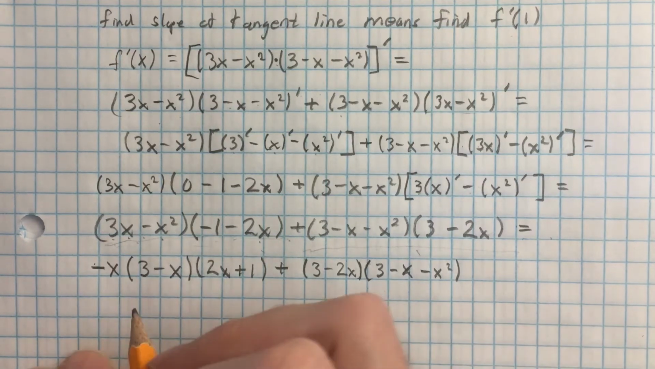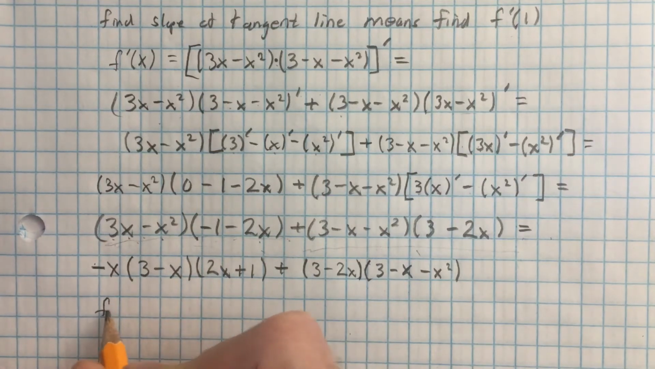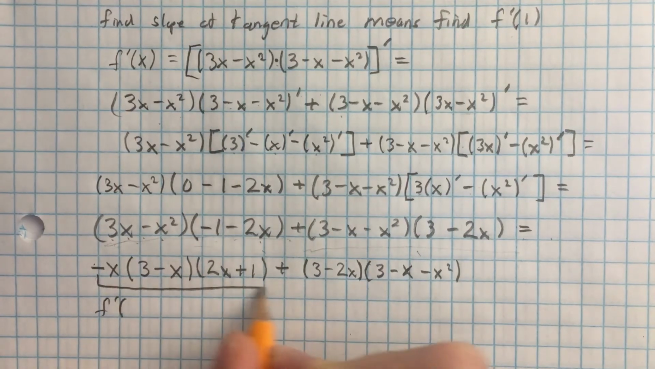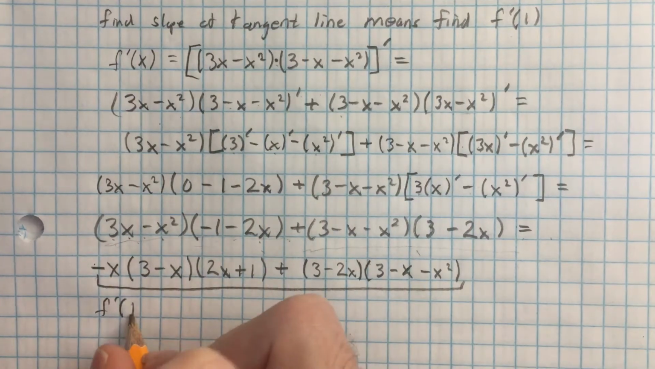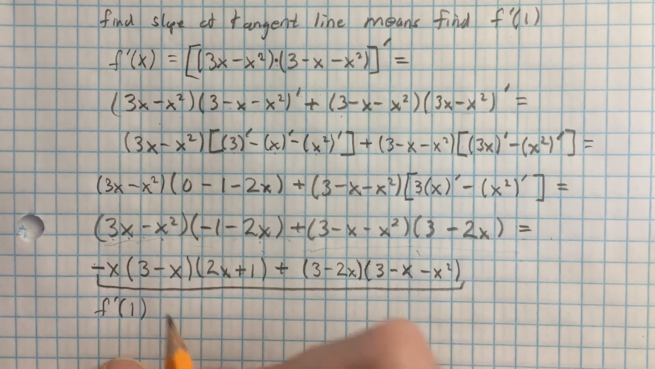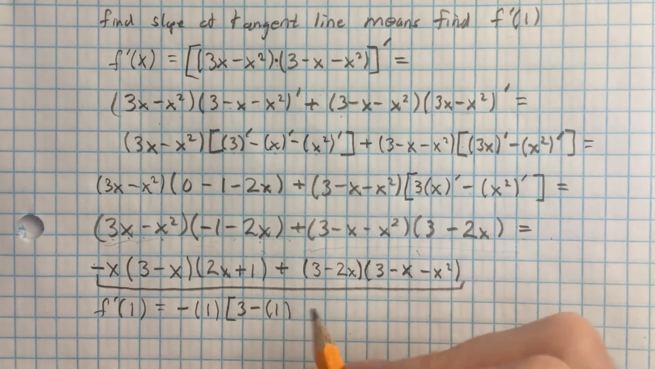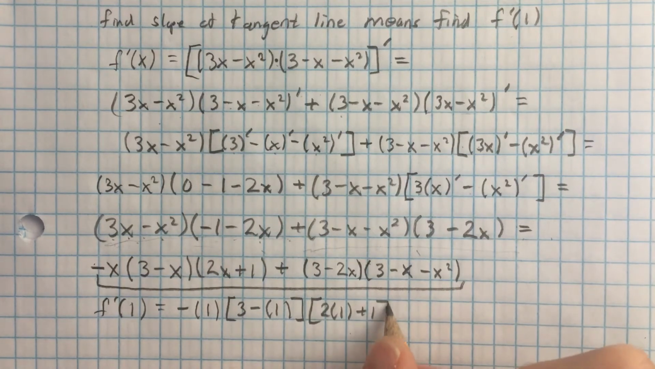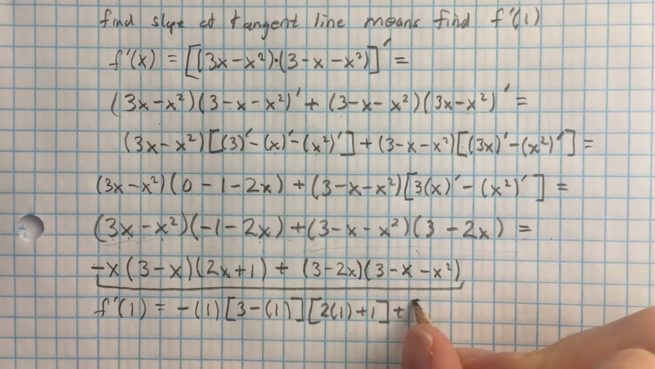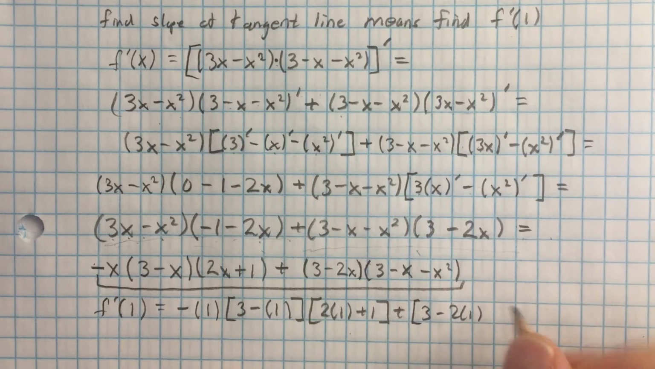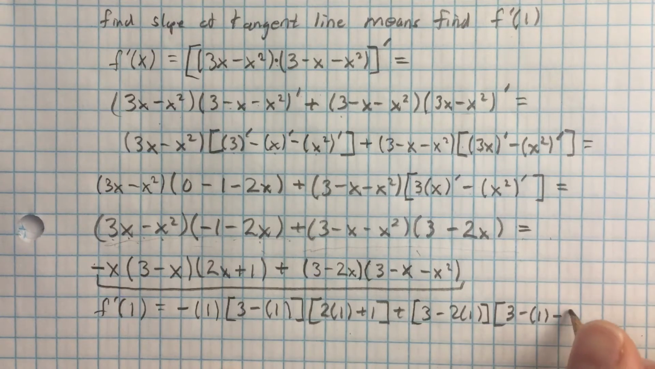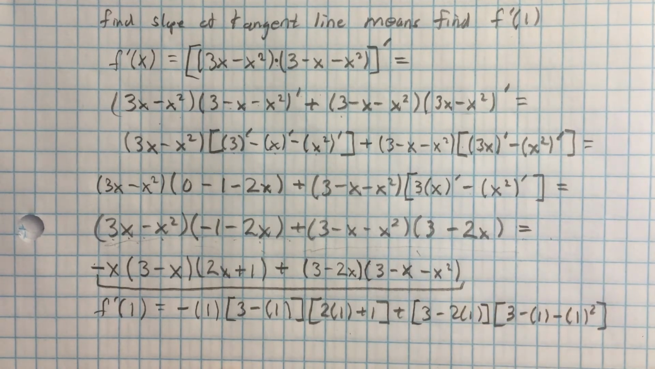All right, so plugging in 1, we now have f prime, which is this expression right here. There's our f prime. F prime at 1, to find the slope of the tangent line, will be negative 1 plugged in, 3 minus 1 plugged in, 2 times 1 plus 1, 3 minus 2 times 1, and finally 3 minus 1 minus 1 squared.